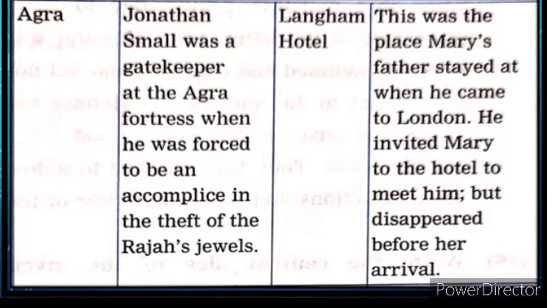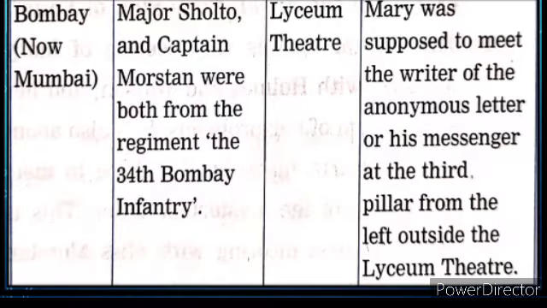Agra: Jonathan Small was a gatekeeper at the Agra fortress when he was forced to be an accomplice in the theft of the Raja's jewels. Langham Hotel: this was the place Mary's father stayed at when he came to London. He invited Mary to the hotel to meet him but disappeared before her arrival. Bombay, now Mumbai: Major Sholto and Captain Marston were both from the regiment, the 34th Bombay Infantry. Lyceum Theatre: Mary was supposed to meet the writer of the anonymous letter or his messenger at the third pillar from the left side outside the Lyceum Theatre. River Thames: Jonathan Small, who tried to escape by boat along the River Thames, was captured. His accomplice, Tonga, was killed.